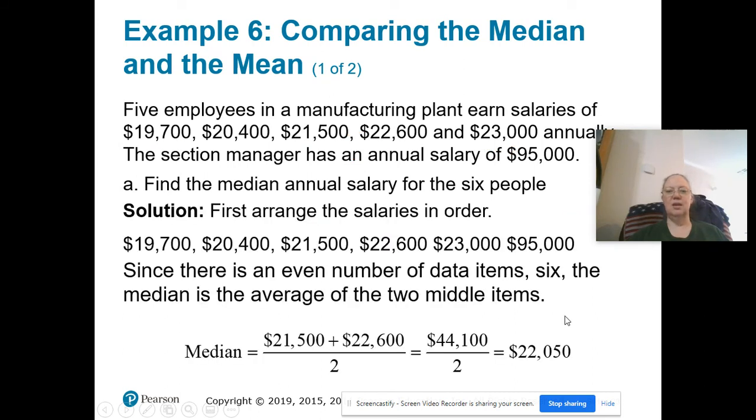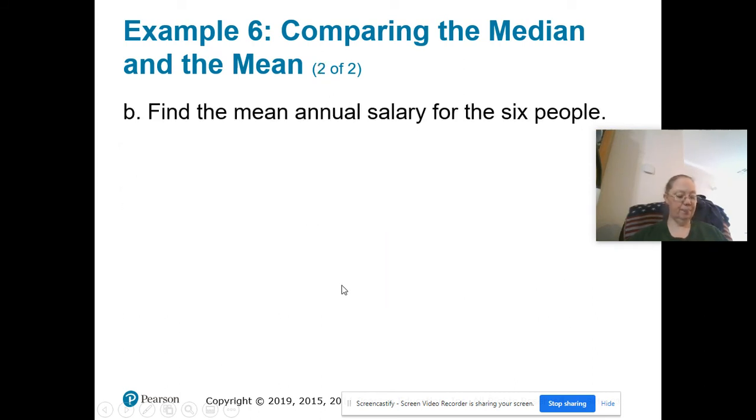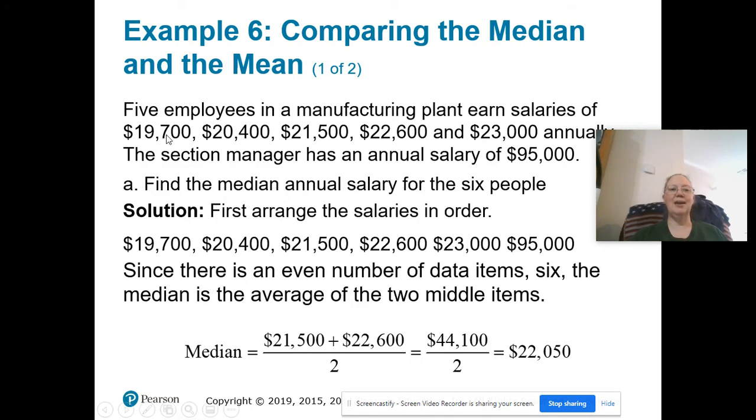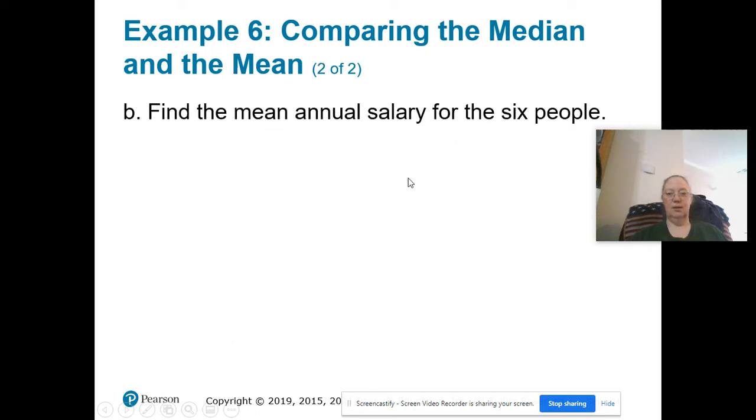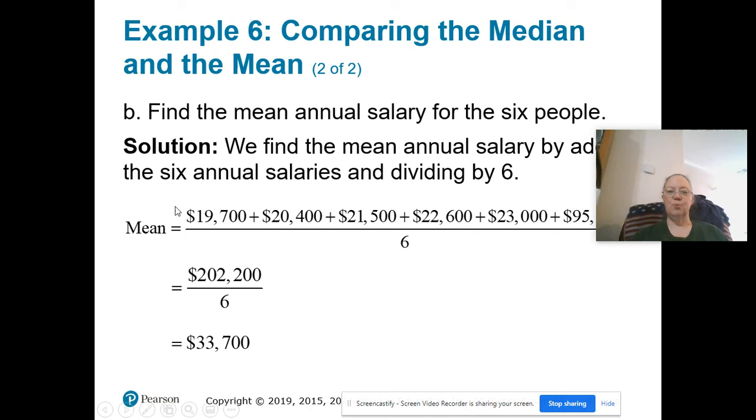On the other hand, if we look at the mean, remember, we're going to add up all of our salaries. We're going to take 19.7, 24, add these up, and divide by 6. Okay, I'm going to cheat here. So we're going to add those numbers up. We're going to divide by 6, and you see that the mean is 33,700. That doesn't represent anybody. So what happened?